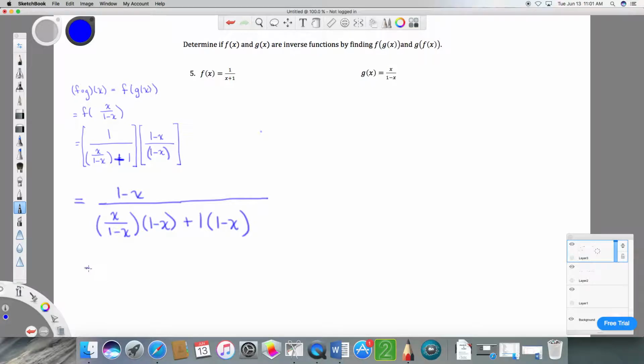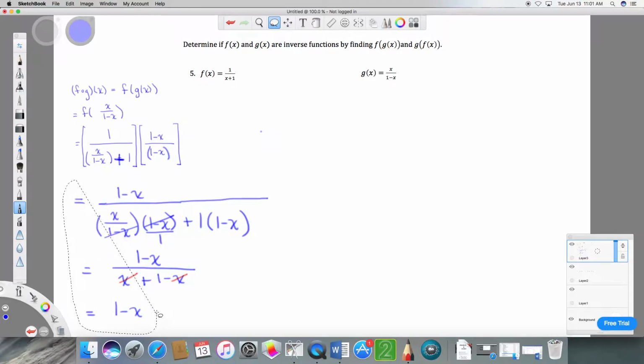So now our goal is to try to simplify this denominator. Well, this first term here, I can see that this 1 minus x and that 1 minus x cancel. And I have just x. And here, multiplying 1 times this binomial, we just get that binomial back, 1 minus x. So I can see that this term x and this term x cancel each other out. And so what I'm left with is 1 minus x. Now, since that's not equal to x, I know that these two cannot be inverses.